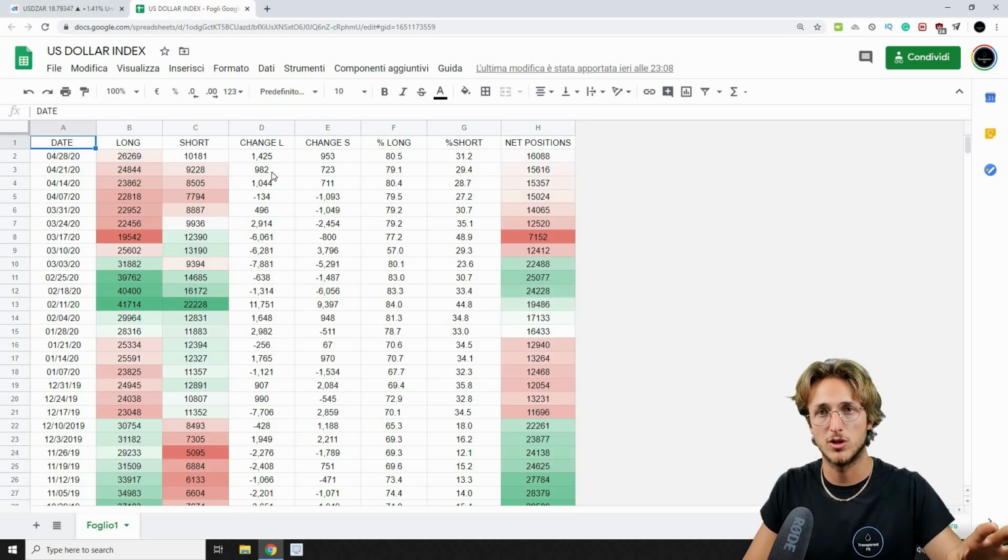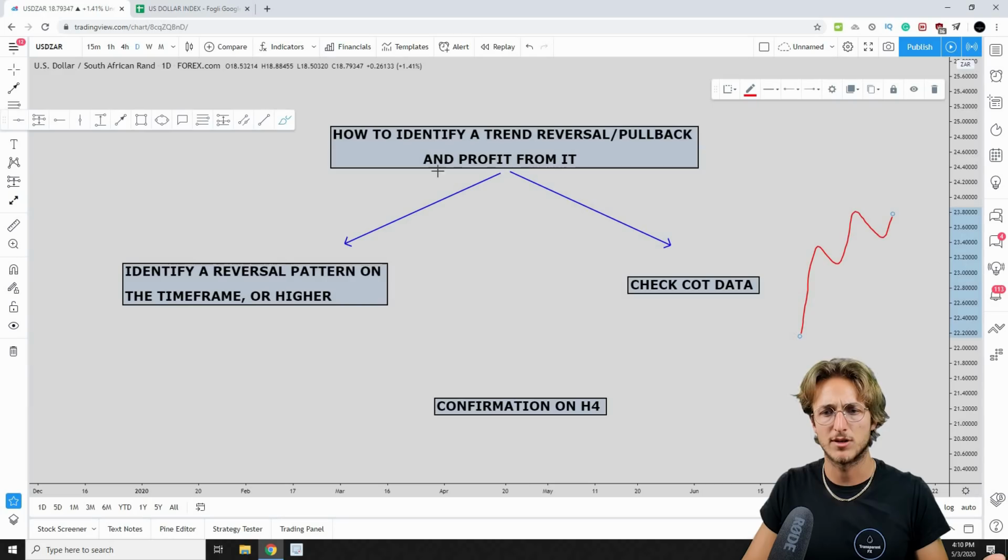If they have continued to add longs during a move to the upside and closing out their short positions, then definitely you don't expect the market to actually make a double top, but you expect the market to continue higher and break above the high because they are continuously adding longs and closing their shorts.